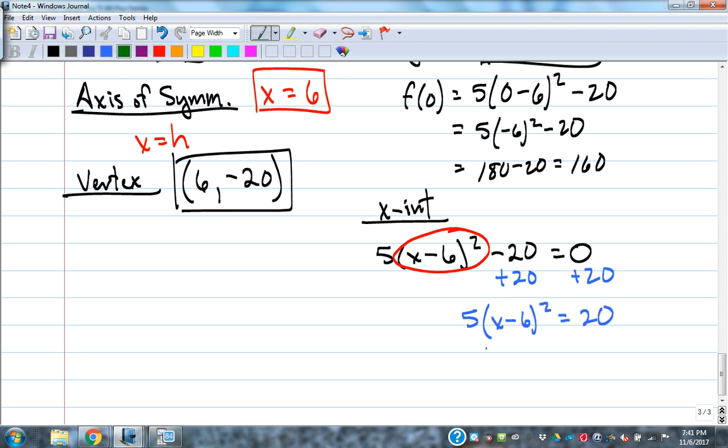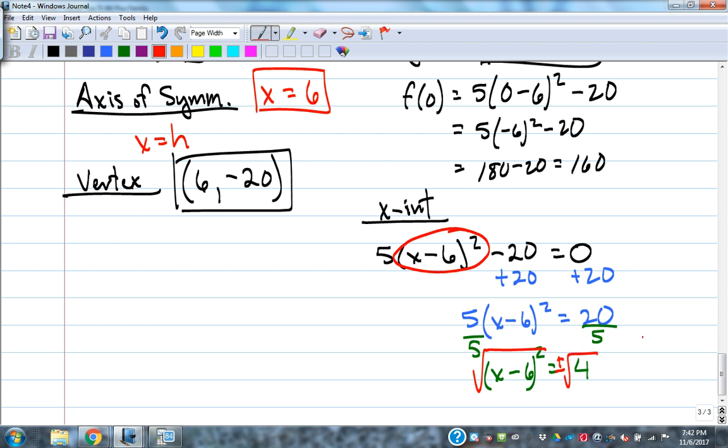How do I get rid of that 5? Divide. 1 by 2. It's a 5. 20 divided by 5 is 4. That's nice, because I know the next thing I'm going to do is what? Get rid of the squared by taking the square root.